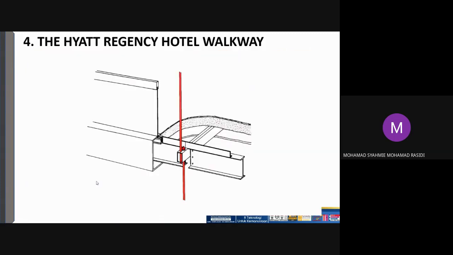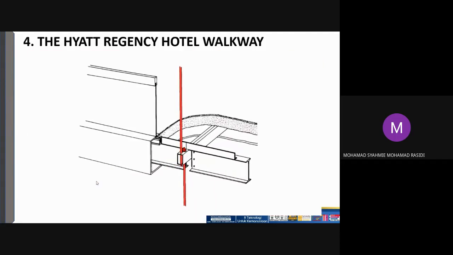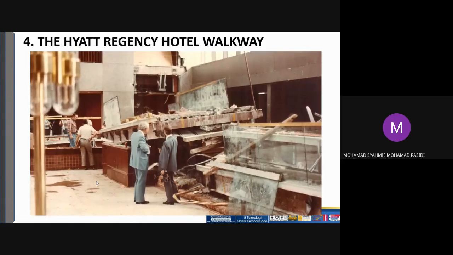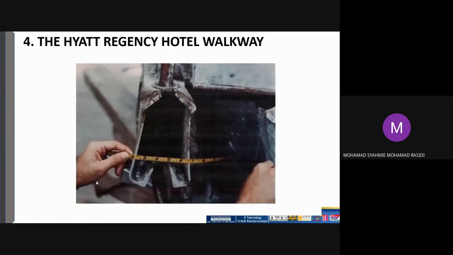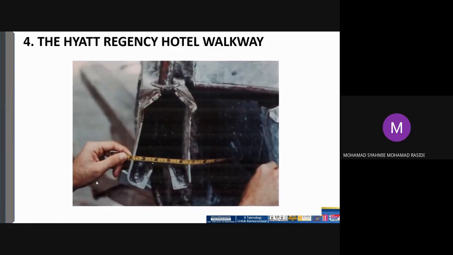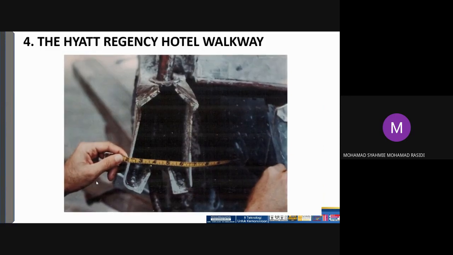This subtle change was identified by investigators as the primary cause of failure. With so many people on the walkways that evening, the load on the connections was too great. The box girders split open, slipping past the washers and nuts, leading to the collapse of both walkways.